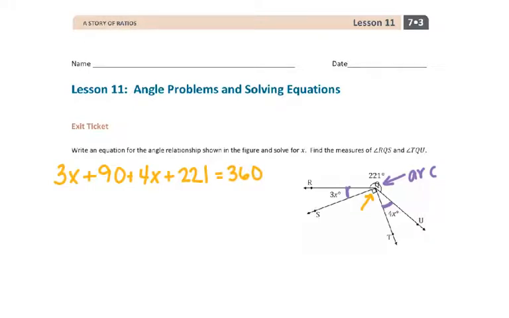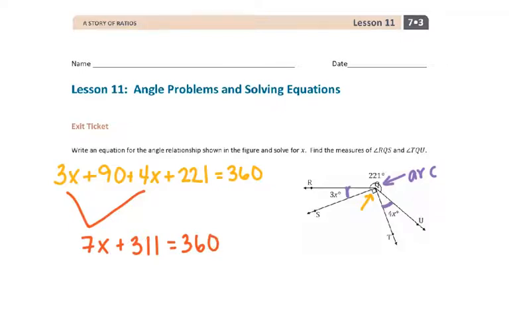And now my next task before I move stuff around is to combine like terms. So I'm going to combine my like terms in this problem. I see I have some numbers with x's and some numbers without x's. So I'm going to combine those numbers with x first. I know that 4 plus 3 is 7, so I have 7x so far in my equation. Then I need to add together 221 plus 90, and when I do that, I get 311. So now on the left side of my equation, I have 7x plus 311 equals 360.